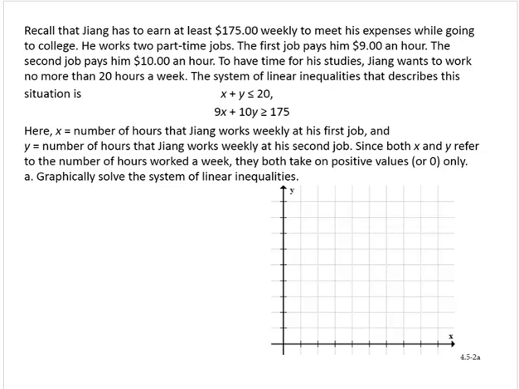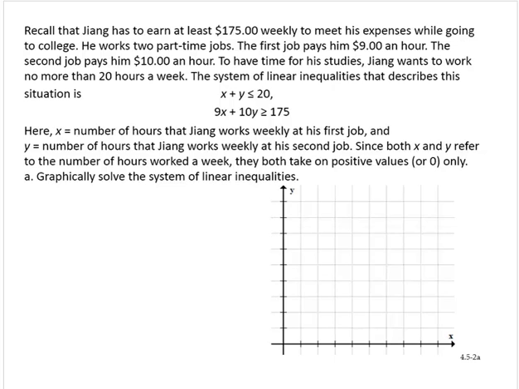Recall that Jang has to earn at least $175 weekly to meet his expenses while going to college. He works 2 part-time jobs, the first job paying $9 an hour, the second job paying $10 an hour. To have time for his studies, Jang wants to work no more than 20 hours a week. We came up with this system of inequalities describing the situation.